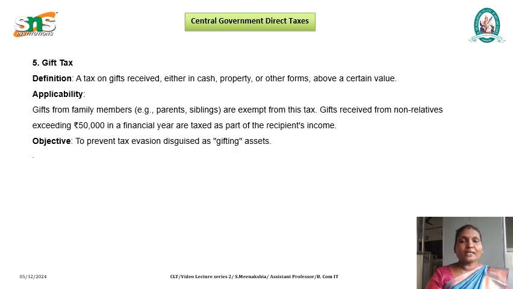Then the fifth direct tax levied by central government is gift tax. As the name indicates, it is a tax on gifts received either in cash, property or other forms above a certain value. To prevent tax evasion disguised as gifting is the main objective of collecting this gift tax. So these are all the various direct taxes levied by the central government.